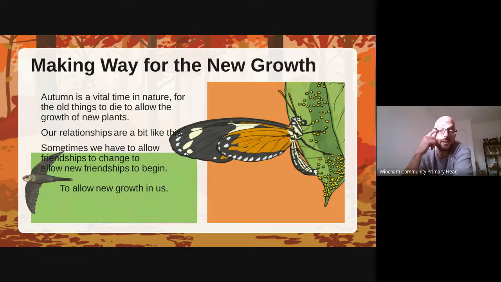So autumn is a vital time in nature, because the old things die down, the plants die down, and it allows the growth of new plants. And our relationships are a bit like this as well. Sometimes we've got to allow our friendships to change, to allow new friendships to begin, and to allow the new growth in us.